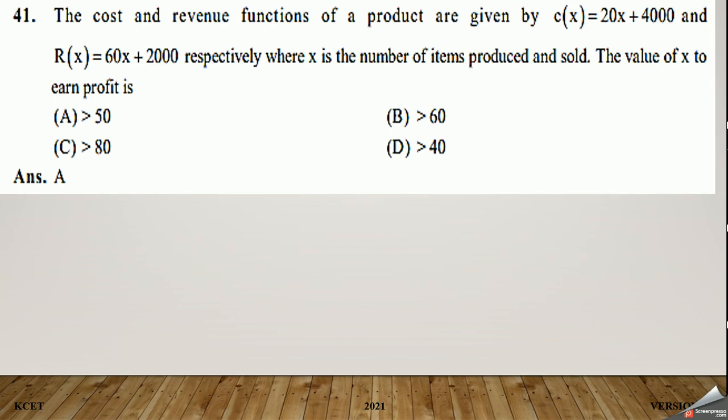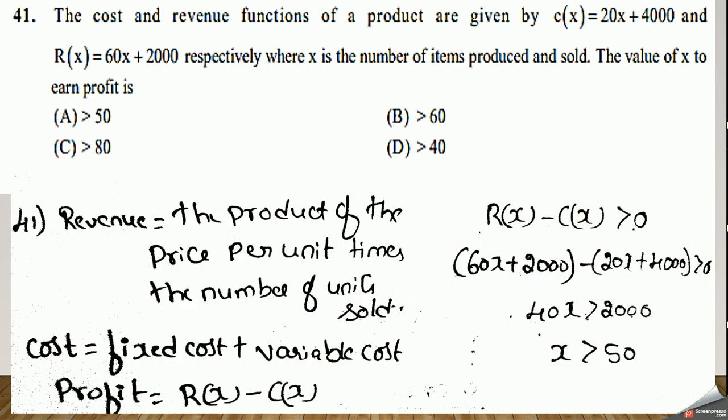Coming to this, here they have given us the cost and revenue functions as C of x and R of x, where x is the number of items produced and sold. Then the value of x to earn profit. Okay, revenue is nothing but the product of the price per unit times the number of units sold, and cost price is given by fixed cost plus variable cost, and profit is revenue minus total cost.